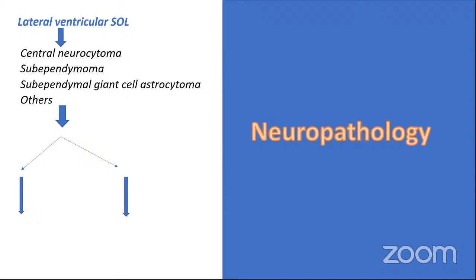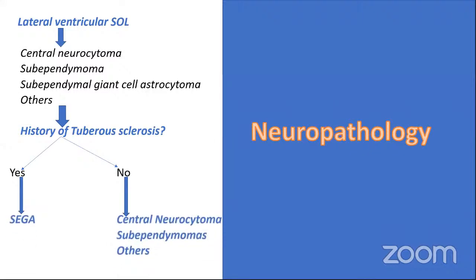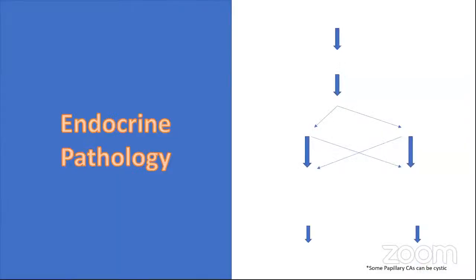What would be the next step that would give you perhaps more hints to a probability of a particular tumor being there? It would be a family history of tuberous sclerosis. Because if you dig into the history and you find that there is a history of tuberous sclerosis, your level of suspicion for the tumor to be subependymal giant cell astrocytoma would be higher than the other tumors that are common at this particular site.